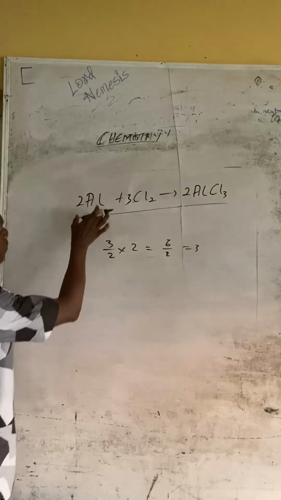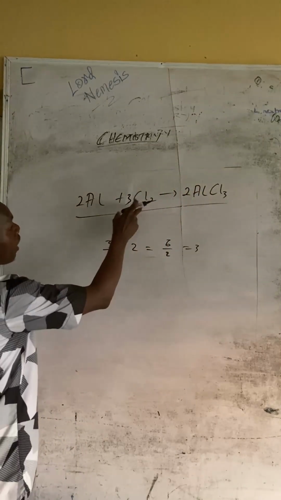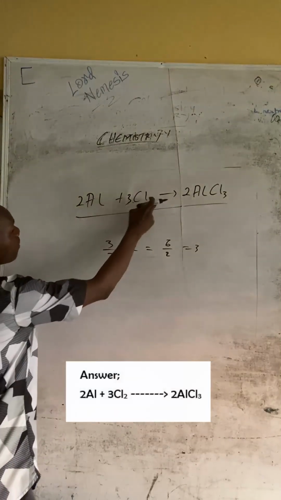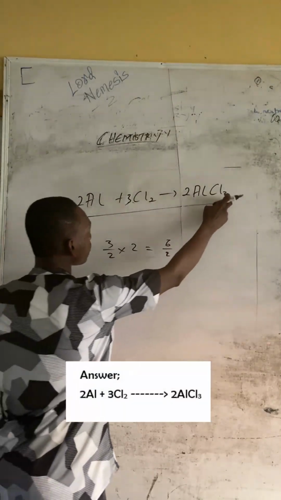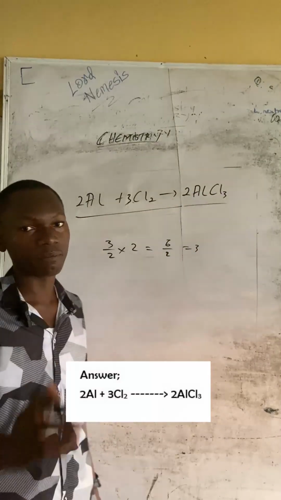Now let's check. Aluminium on the reactant side is 2, aluminium on the product side is 2. Chlorine on the reactant side is 3 times 2, which is 6, and chlorine on the product side is 2 times 3, which is 6. So our equation is balanced.